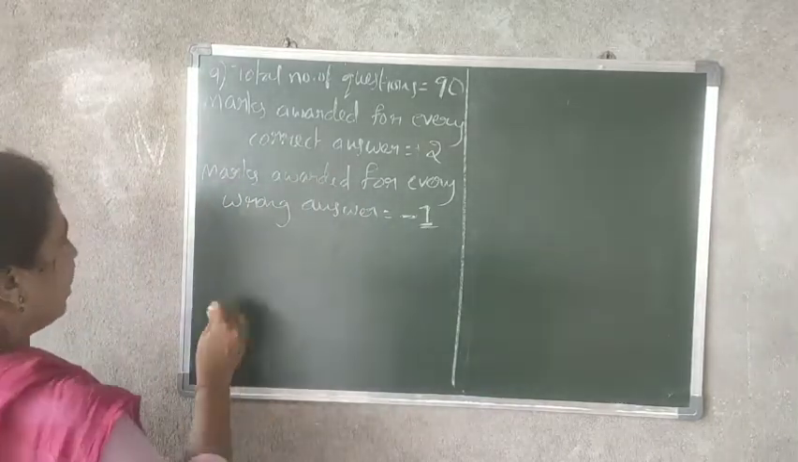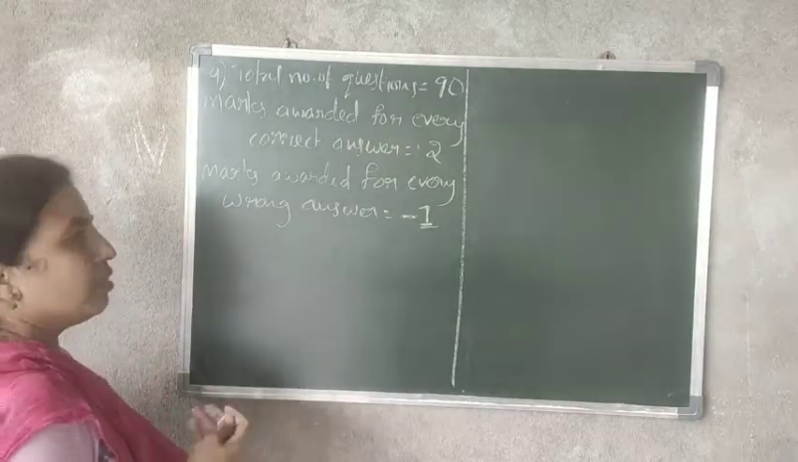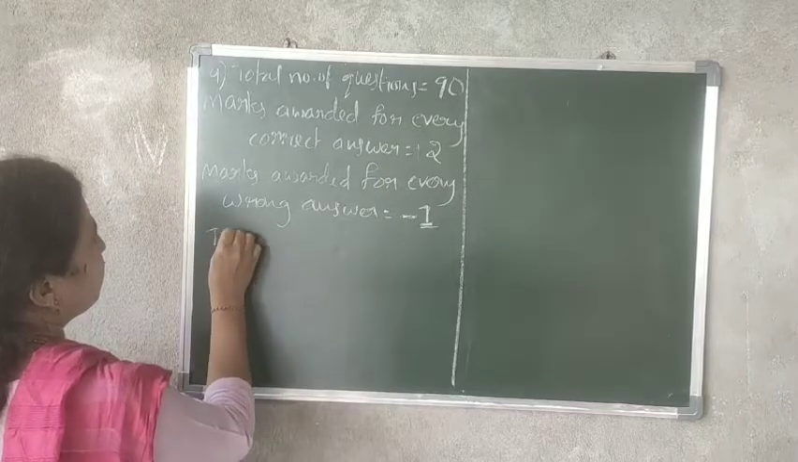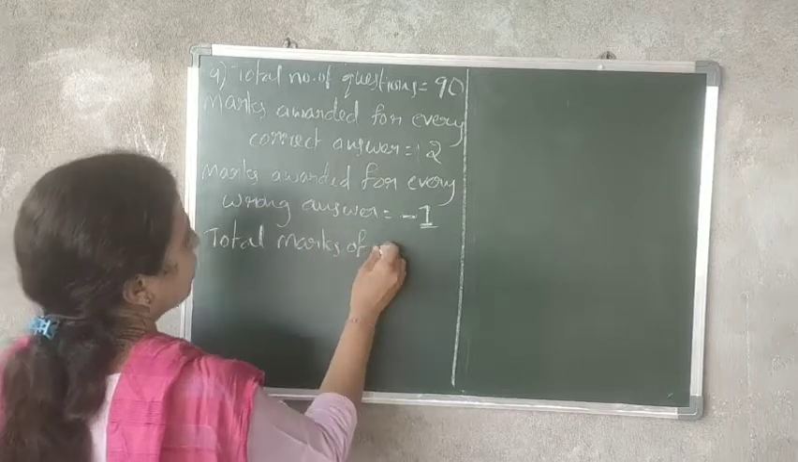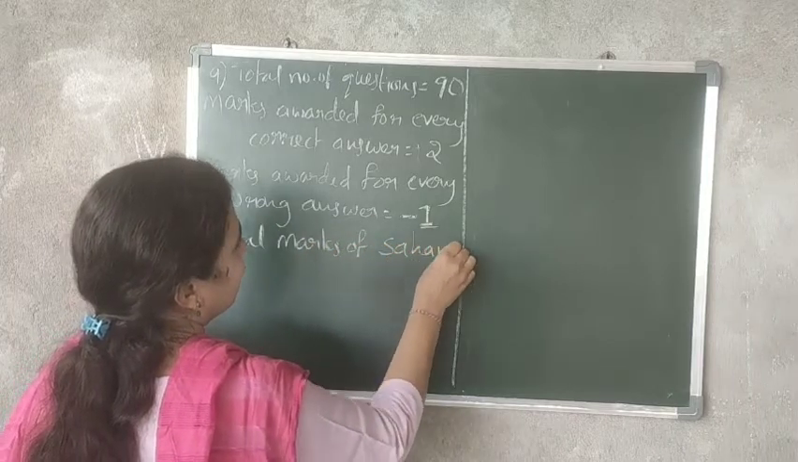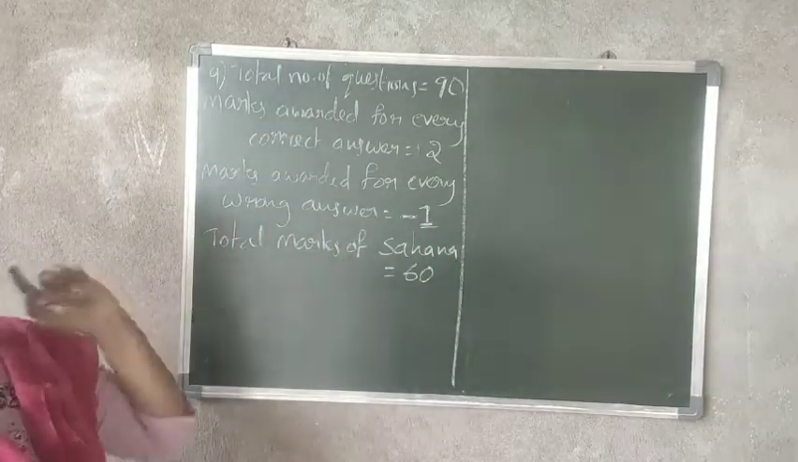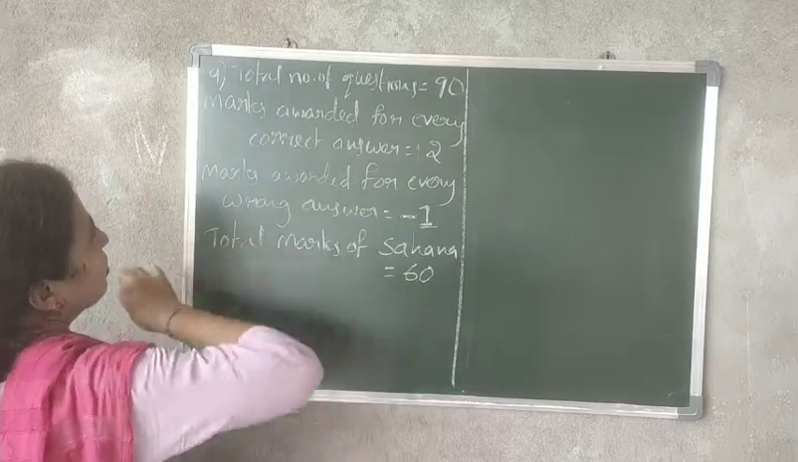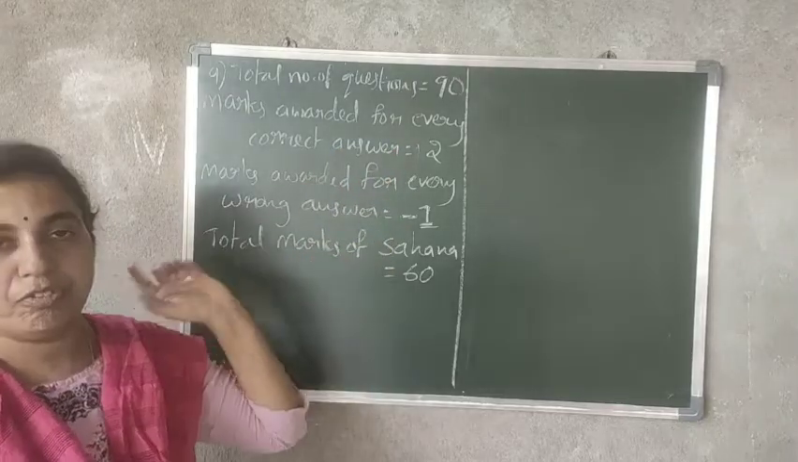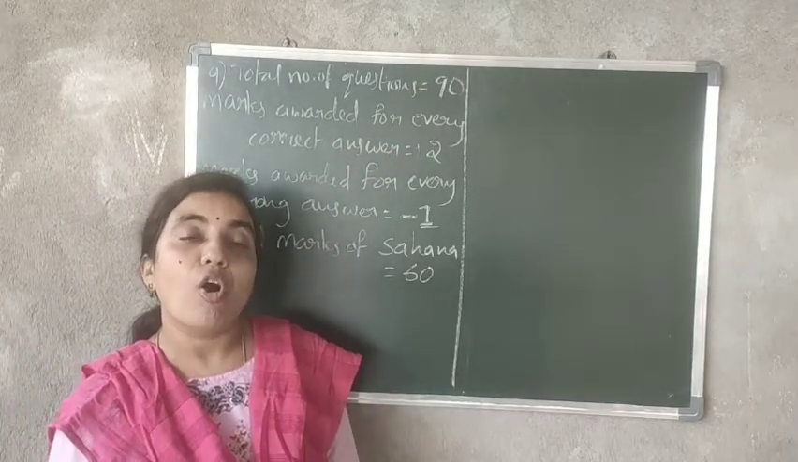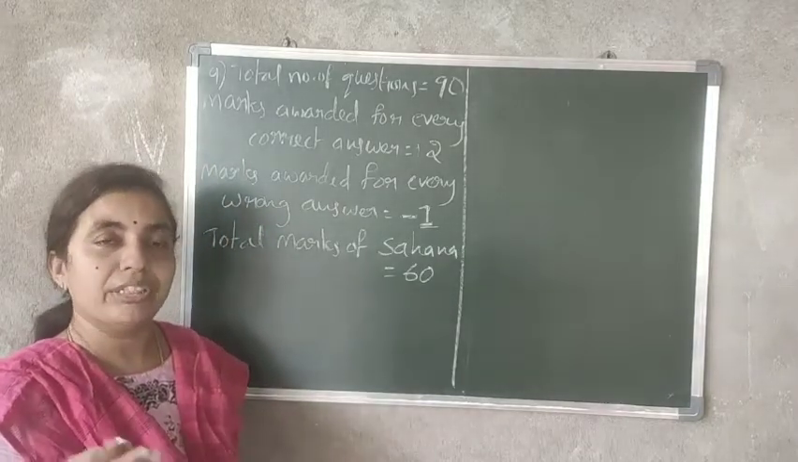Okay, so here, total marks of Sahana is given as 60 marks. This is all the given information. Let it be given. So this is the given information first. Now we need to find the number of questions she did correctly. So for that, we don't know how many questions she did correct and how many questions she did wrong.